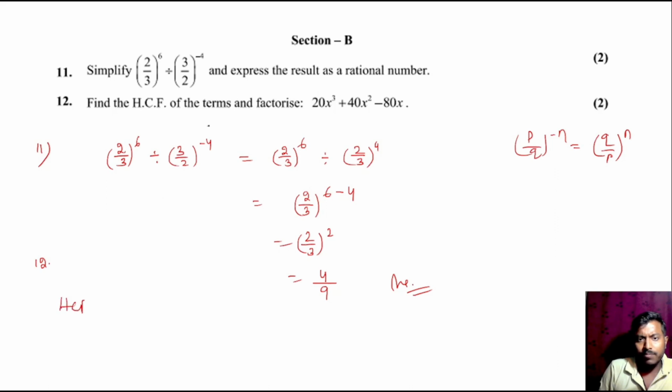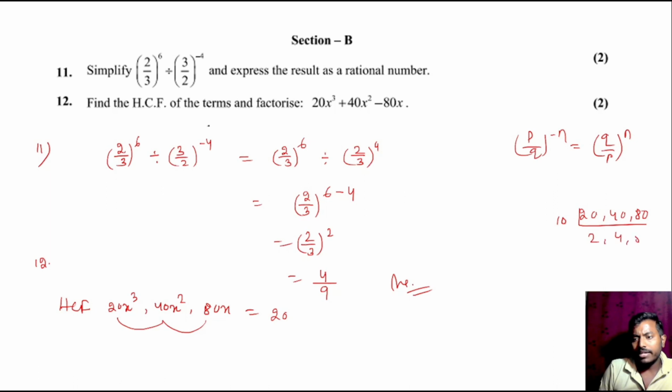Okay, SCF of the terms 20x cube, 40x square, 80x. First find the SCF of the numbers, that is 20, 40 and 80. Divide by 10: 10 goes 2 times, 10 goes 4 times, 10 goes 8 times. Now 2, 2 goes 1, 2 goes 2, 2 goes 4 times. So the SCF is 10 times 2, that is 20. Then in x, the minimum power of x is 1, so the correct one is x. So the SCF of these terms is 20x.